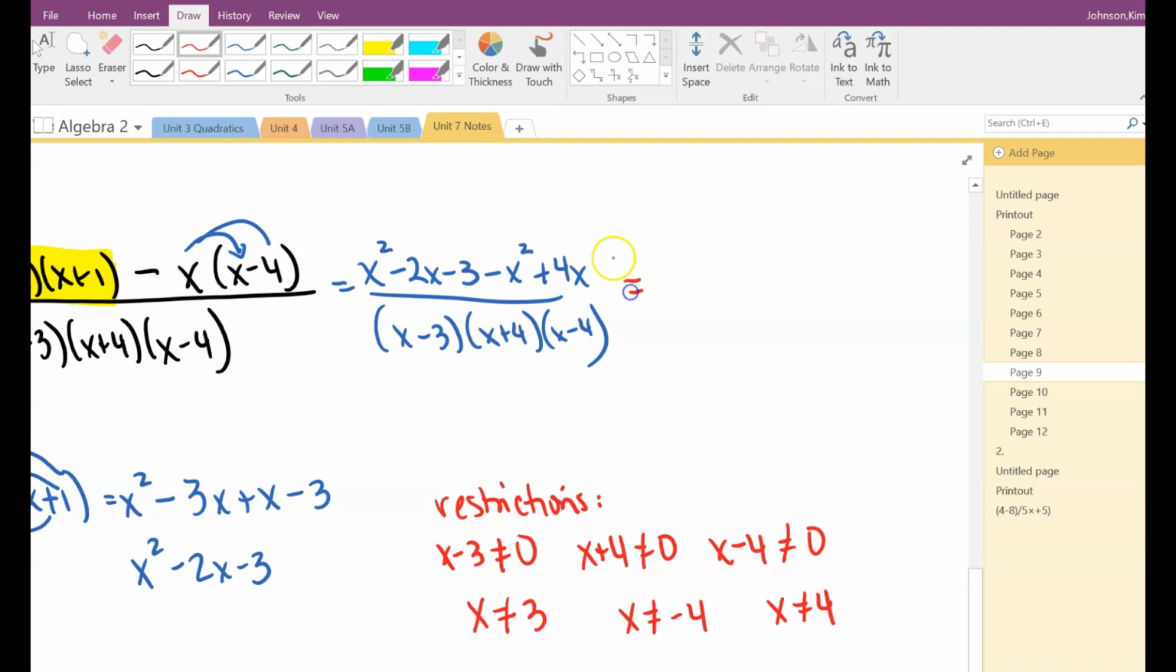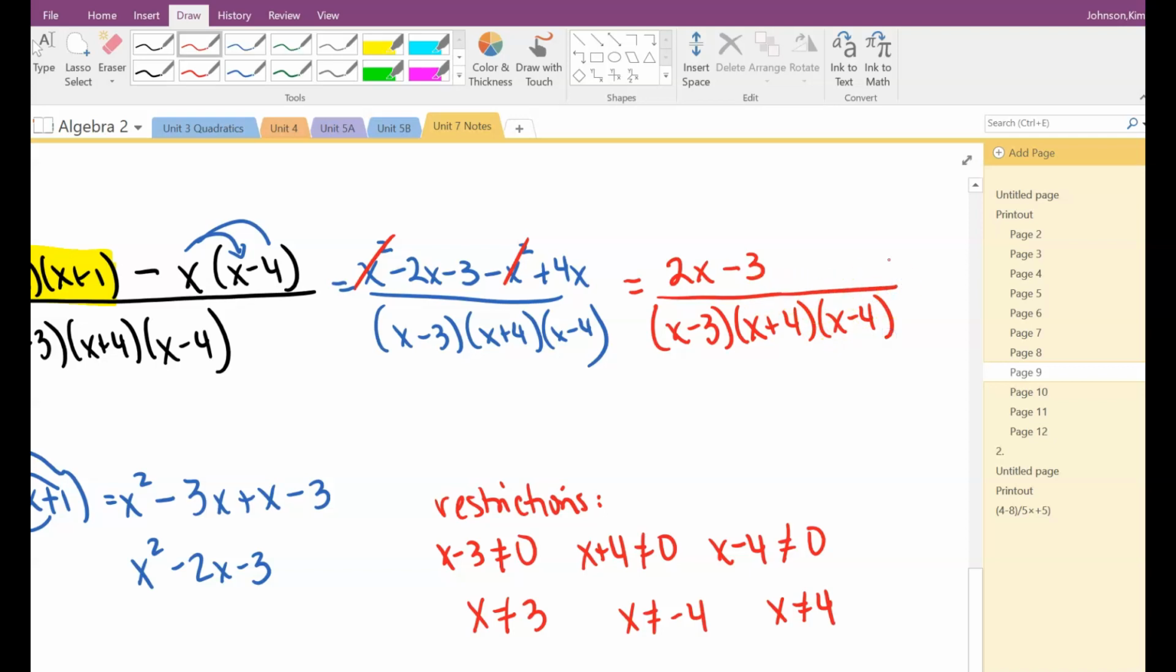And then we simplify up this numerator a little bit. X squareds are gone. Negative 2x and 4x makes 2x. So this is 2x minus 3 in the numerator. And I end up with 2x minus 3 over x minus 3 times x plus 4 times x minus 4.